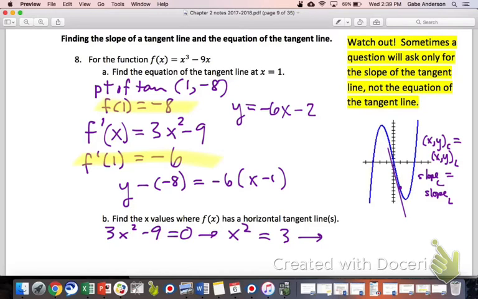Square root both sides. But remember, when you square root both sides, you get plus or minus. So x is equal to plus or minus the square root of 3. So let's see if this makes sense with the graph that we have up there.